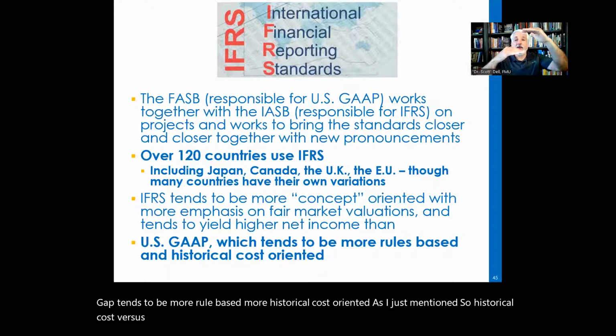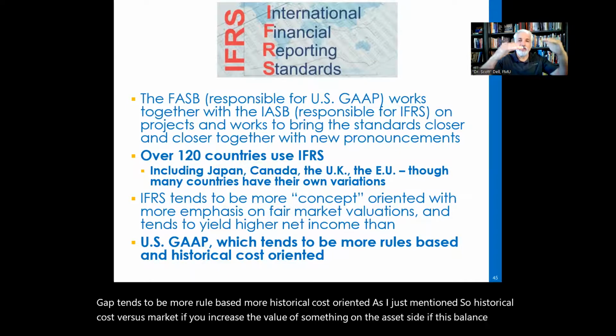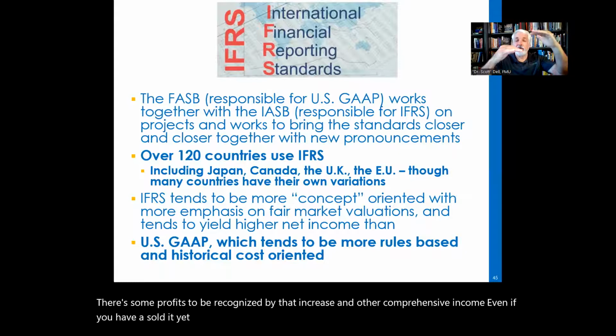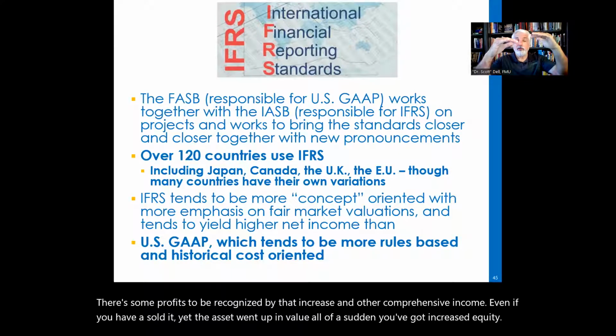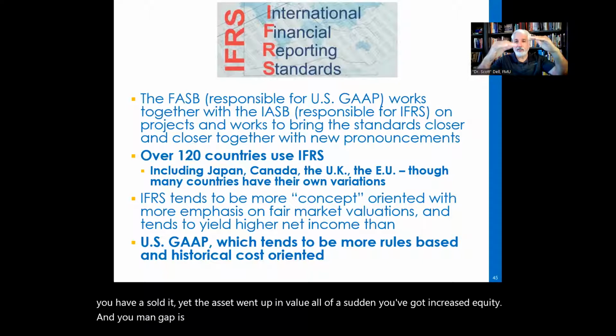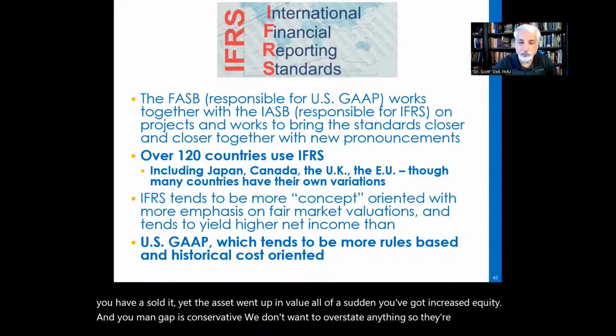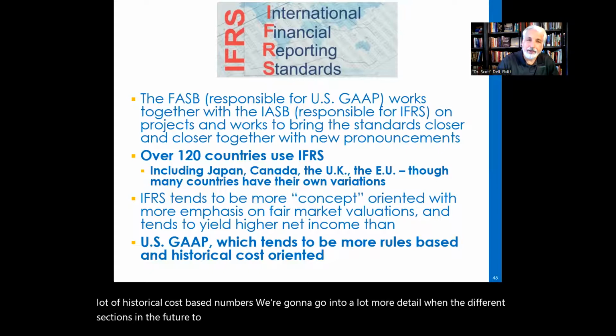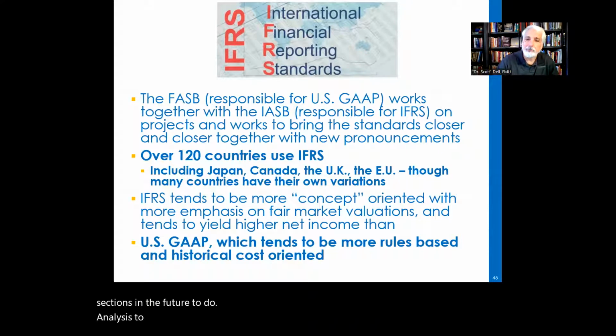Well, if you increase the value of something on the asset side of the balance sheet, there's some profits to be recognized by that increase under comprehensive income. Even if you haven't sold it yet, the asset went up in value. All of a sudden, you've got increased equity. And GAAP is conservative. We don't want to overstate anything. So they're going to use a lot of historical cost-based numbers. We're going to go into a lot more detail in the different sections in the future to do analysis to determine how we fit in with GAAP.